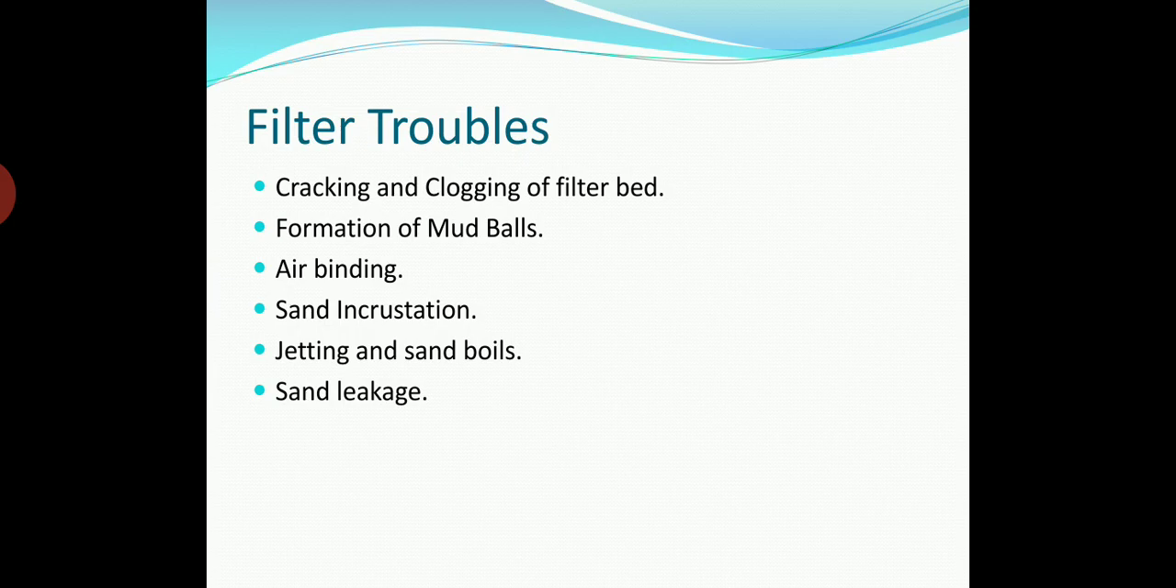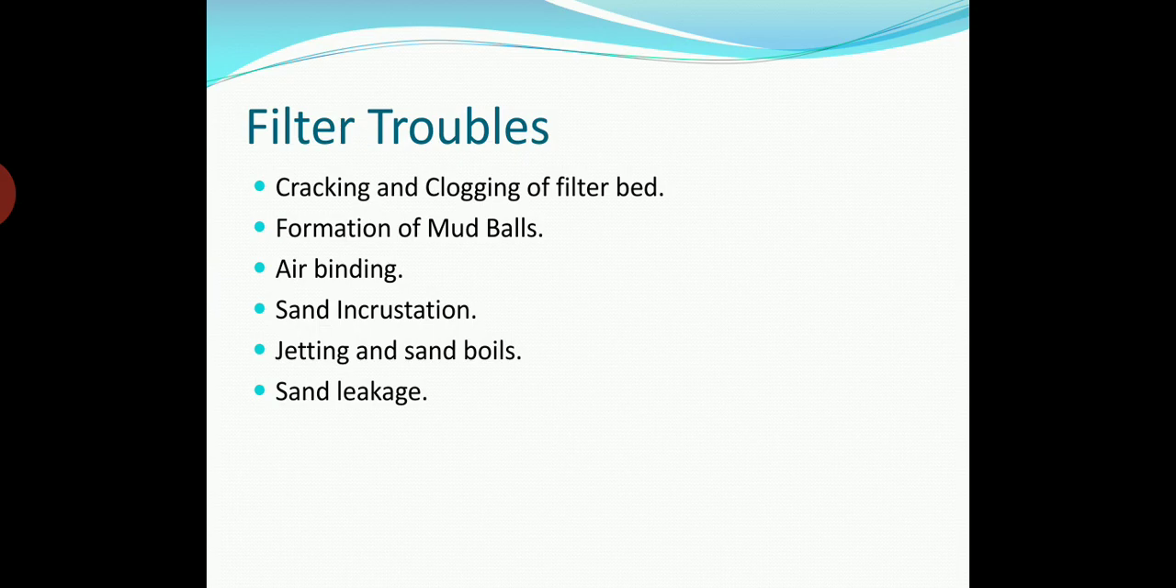The next we have is jetting and sand boils. Jetting and sand boils result during backwashing, when backwash water follows the path of least resistance and breaks through at scattered points due to small differences in porosity and permeability of sand and gravels. This jetting action can be eliminated by providing an 8 centimeter layer of coarse garnet or ilmenite between the fine media and gravel.